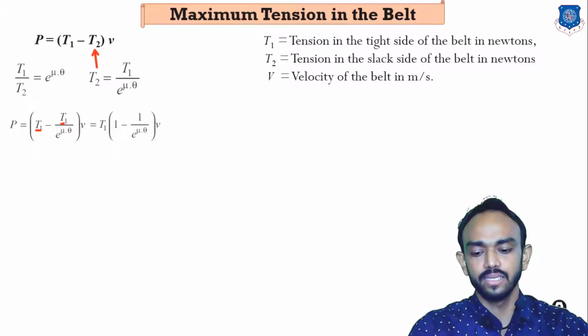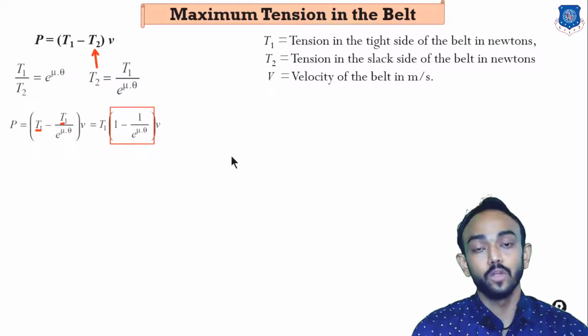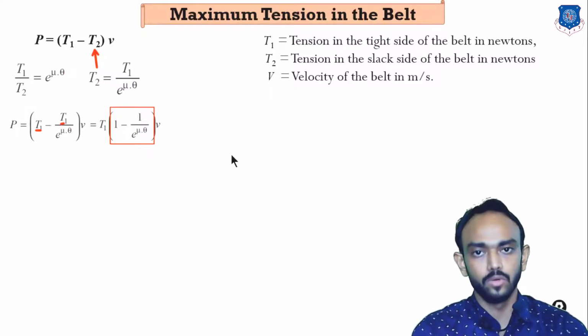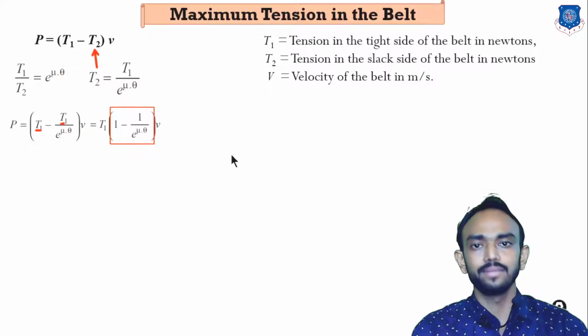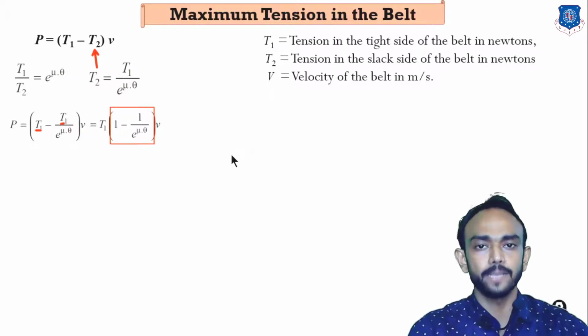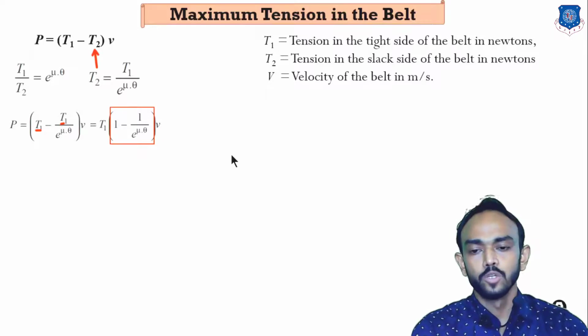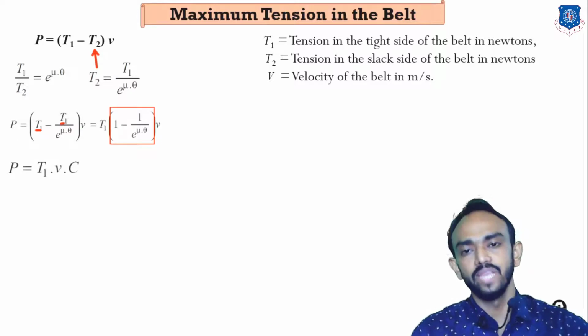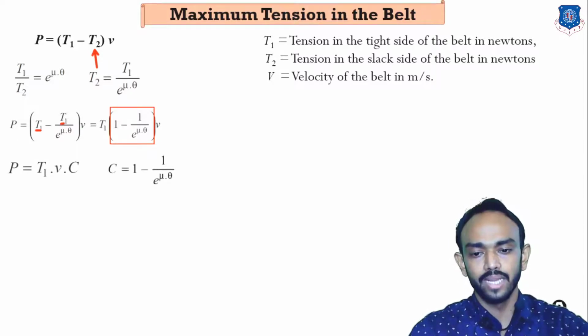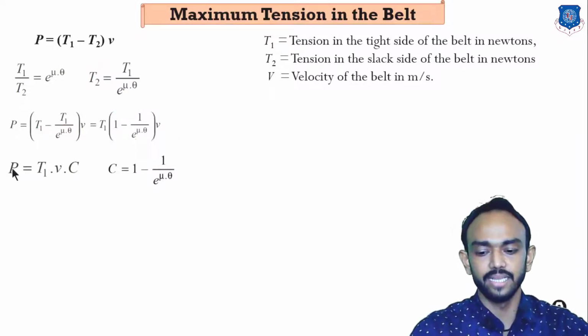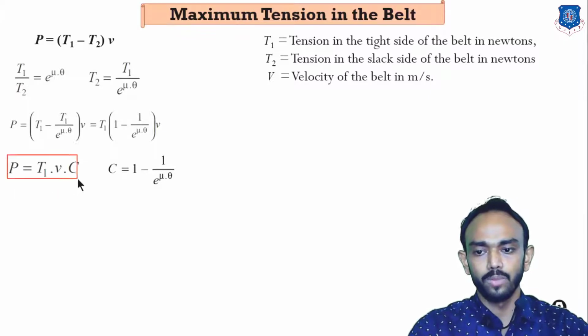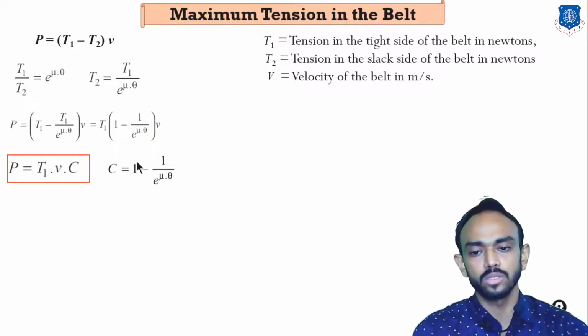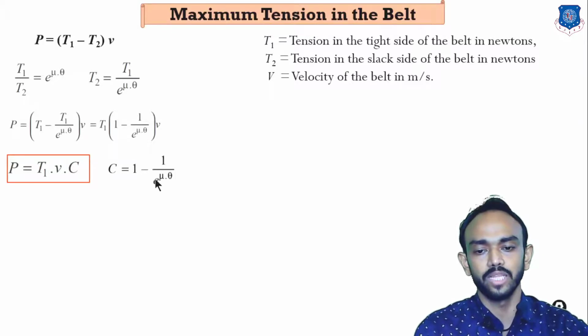But you can check here this value is totally constant. It is not varying, because if the belt is moving, e, μ and θ are fixed for any particular assembly. It is not changing. So you can write this as another constant, like C. So P is equal to T1 V C, and C is 1 minus 1 upon e raised to μθ. This whole term we have taken as C. So power is equal to T1 into velocity, and C is a constant whose value is 1 minus 1 upon e raised to μθ.